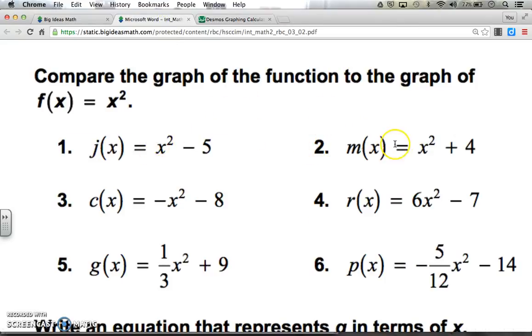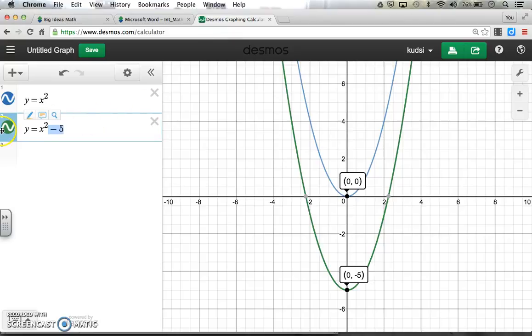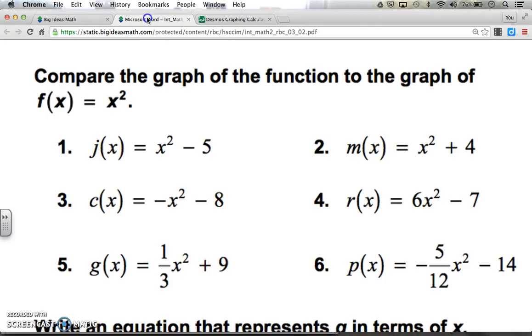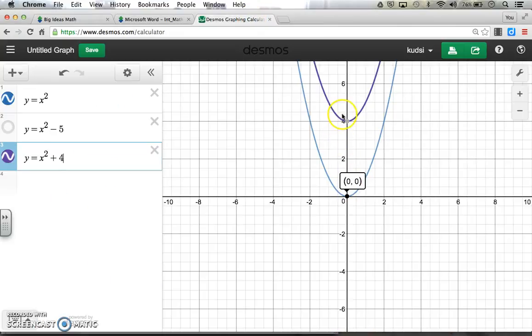Number 2 looks very similar. If this one was down by 5 and this one has +4, maybe +4 is up by 4. Let's check. You can keep the old one in here or turn it off, and let's put the +4. And there we go. Adding the +4 shifted all of our points up by 4, so the whole graph looks the same but got moved upwards.